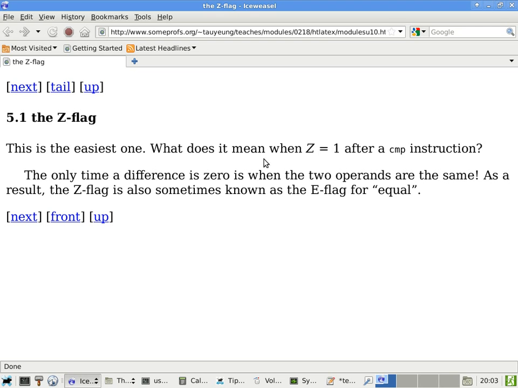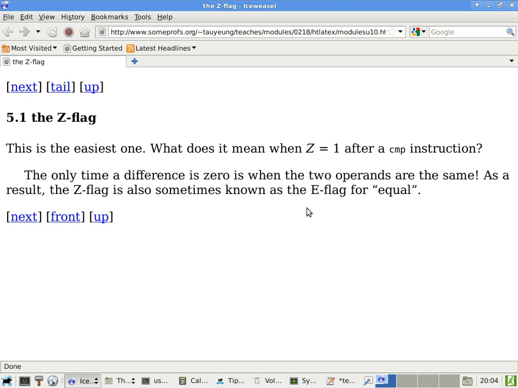The only time a difference is 0, which means Z equals 1, is when the two operands are the same. Which is also saying, Z equals 1 if and only if X and Y are the same. Not if, not only if, but if and only if. Does everybody understand the differences between if, only if, and if and only if? When you say two operands, you mean the two things to the right-hand side of the instruction, in the code? Yes. Okay, all right.